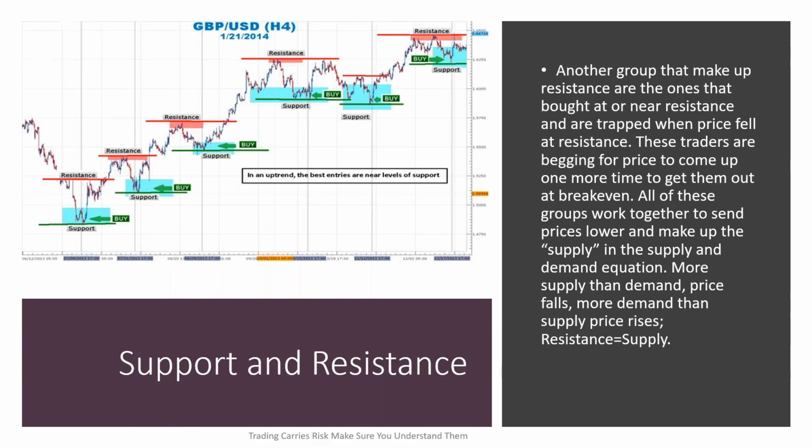Now, another group that makes up resistance are the ones that bought at or near resistance and are trapped when the price fell, because there's no guarantee that prices can go up or down. We expect at these levels to get some type of action, some type of reaction that will give us a clue to the market. Now, granted, we are looking at a very easy to see chart here, but it doesn't usually happen this way.